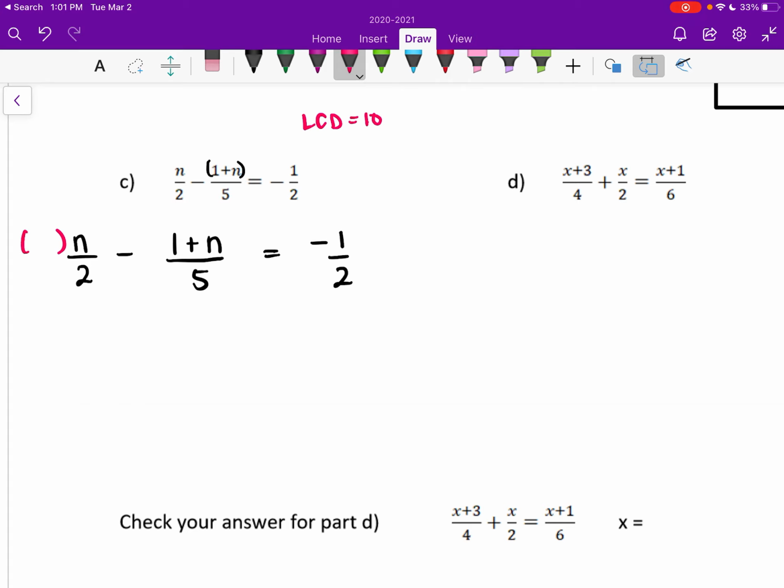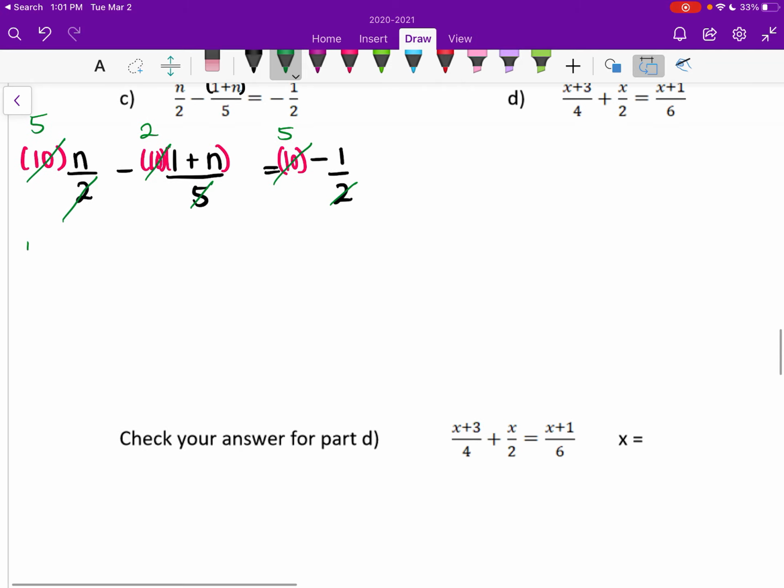Right, so I'm just going to go in and multiply everything by 10. You need to remember that this is in brackets. 10, right? I'm going to go across. 10 divided by 2 is 5. 10 divided by 5 is 2. 10 divided by 2 is 5. Right, so I'm just going to go write this in again.